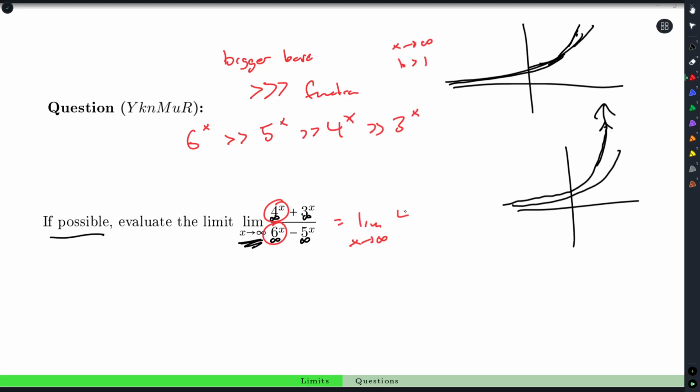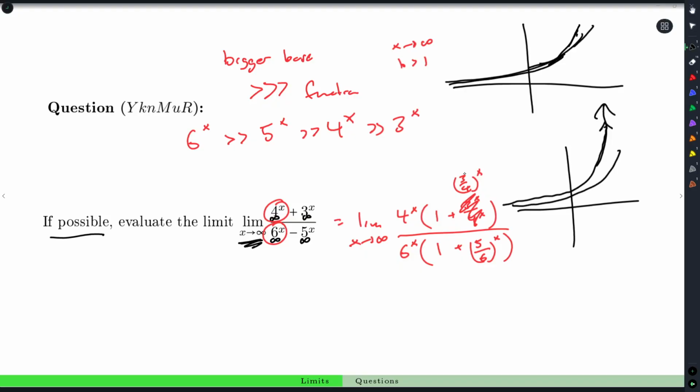We can factor out 4 to the x on top. So take out a factor 4 to the x from 4 to the x, you get 1. You'll get 3 to the x over 4 to the x, or you could write that as (3/4) to the x. On the bottom, we can factor out a 6 to the x. And you'll get 1 plus 5 to the x over 6 to the x, or you can say (5/6) to the x. Okay. But now look at these.